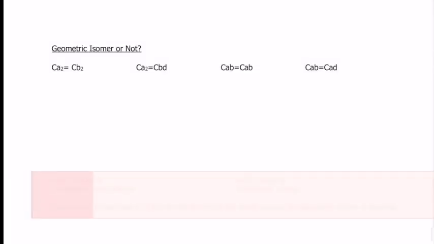Let us look at some general cases to understand or derive a rule for whether geometric isomerism is present or not in a particular compound. So, let's take this example. If you had a carbon-carbon double bond where you had one carbon having two groups that are the same and the other carbon having two groups that are the same. So, now how do we decide if there is geometric isomerism here or not?